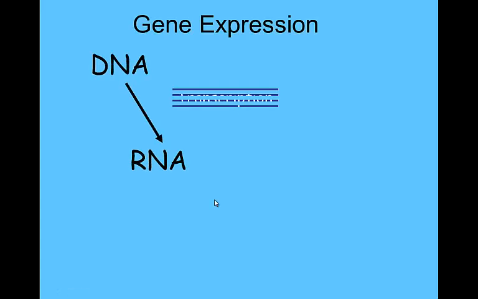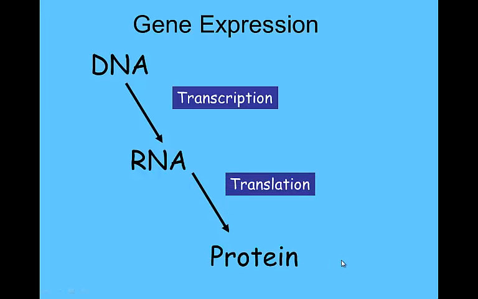I'm going to go on and talk about gene expression, the process of DNA copying itself in the nucleus through a process called transcription to make RNA, and then the RNA leaving the nucleus going out into the cytoplasm and at the ribosomes forming proteins, and that process is called translation. So transcription first, translation second. Again, transcription is DNA to RNA, translation is RNA to protein.